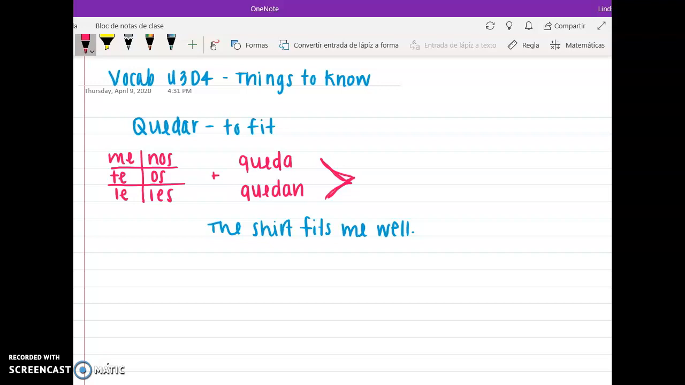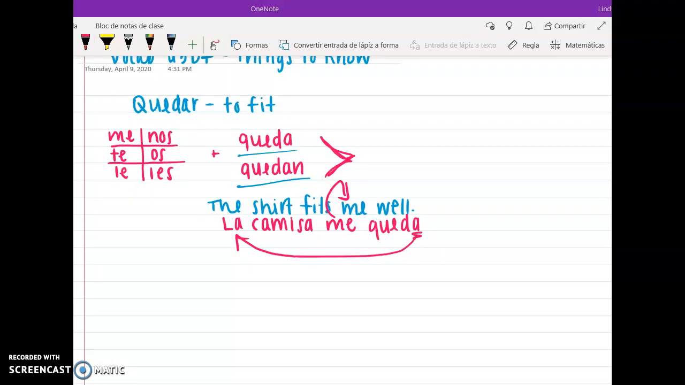Okay, I'm going to start off with la camisa, and then me because of me, right? La camisa me queda. Queda is singular because la camisa is singular, and bien.